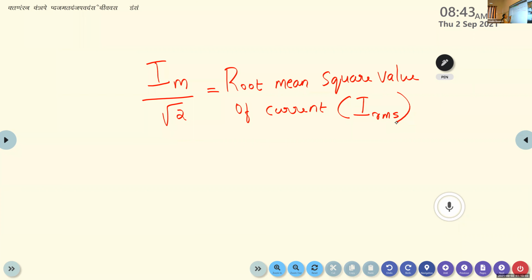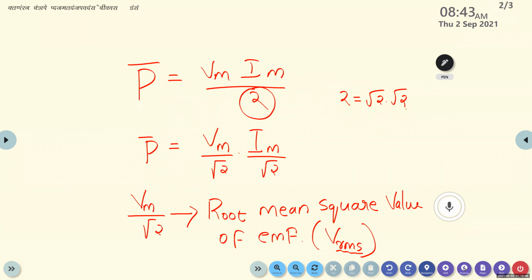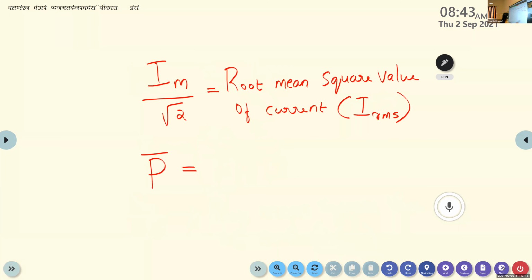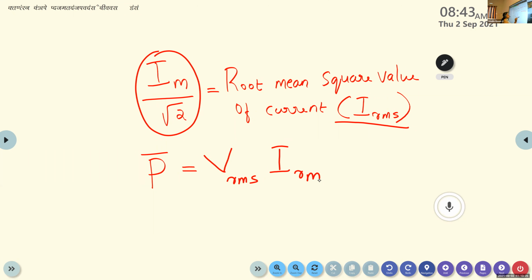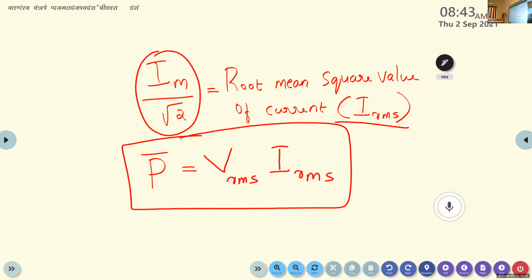Then the equation for average power becomes P bar is equal to, instead of Vm by root 2, we can write VRMS, and instead of Im by root 2, we can write IRMS. So this is the final expression for calculating the average value of power when a resistor is connected to an alternating source of EMF, V is equal to Vm sin omega t. It is given by P bar is equal to VRMS into IRMS.